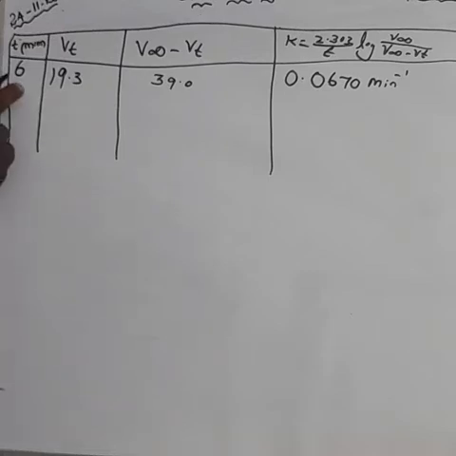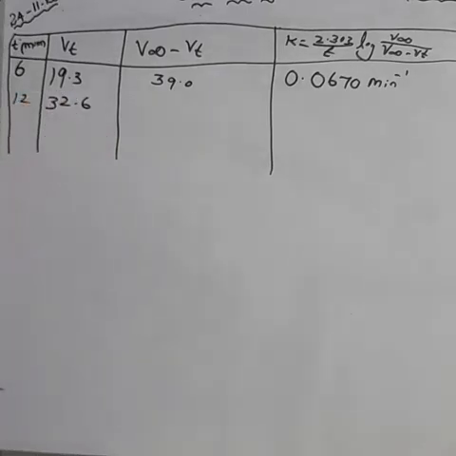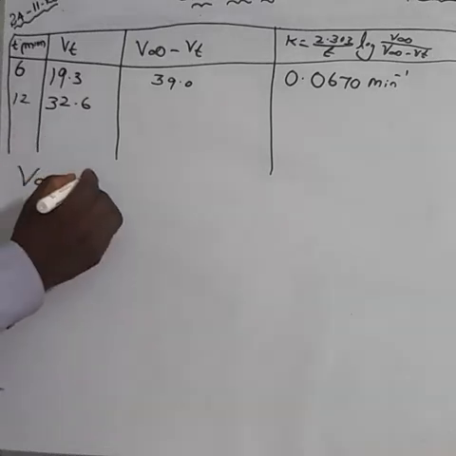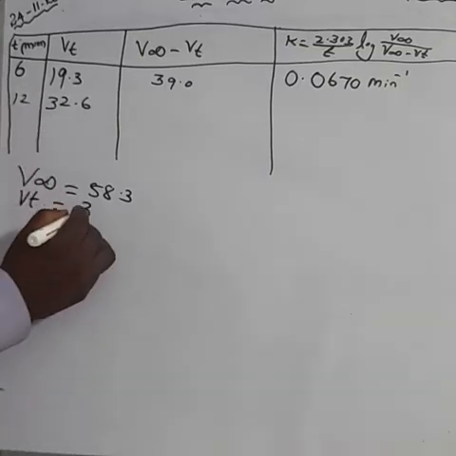Okay. Next, we have to find the next 6 minutes. That is, 6 minutes is over. What is the next 6 minutes? That is 12 minutes. As per the textbook, the Vt value is 32.6. So we shall find V infinity minus Vt. What is the value of V infinity? V infinity from the tabular column is 58.3. Vt, as per the tabular column, is 32.6.